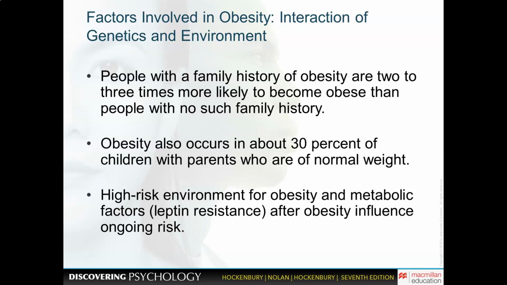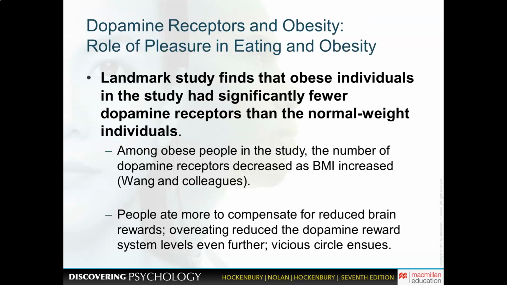And more factors involved in obesity. This talks about the interaction of genetics and environment. So it may not be intrinsically motivated, it may be extrinsically motivated. This just talks about the various factors. I highly recommend you pause the video and take a look at each of these in depth.